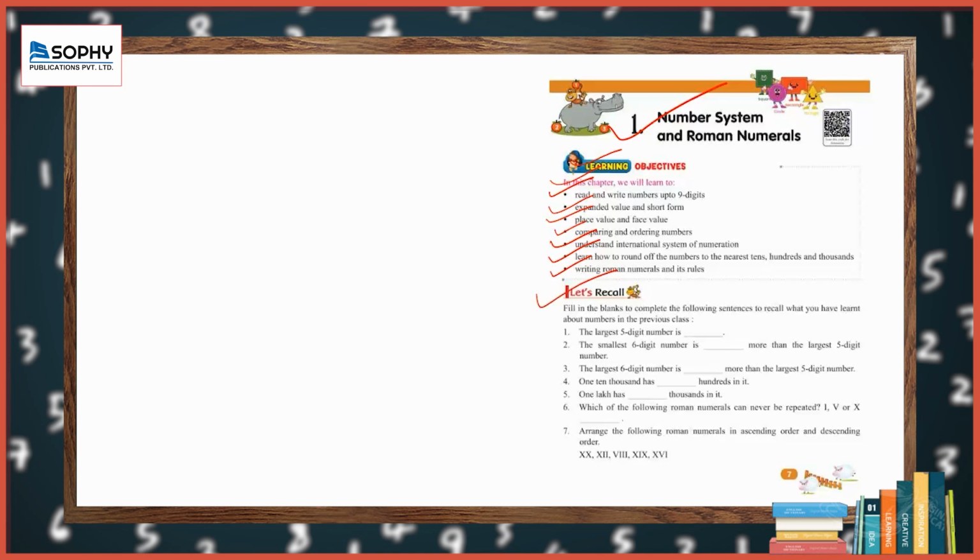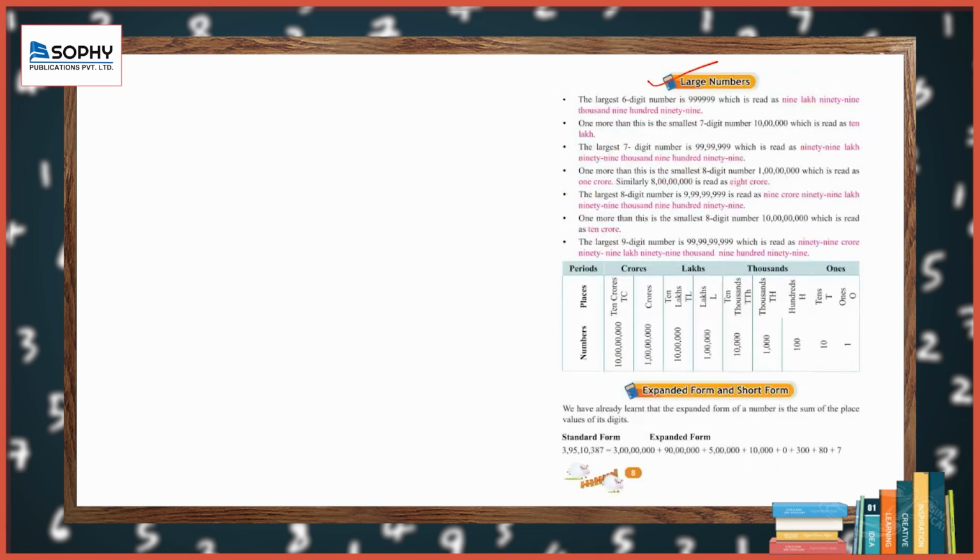Let's recall. Fill in the blanks to complete the following sentences to recall what you have learned about numbers in the previous classes. The largest 5-digit number is, very good students, that is 99,999. That's how you have to complete the remaining five, students. Next is our large numbers. The largest 6-digit number is read as 9,99,999. One more than this is the smallest 7-digit number, that can be read as 10 lakh.